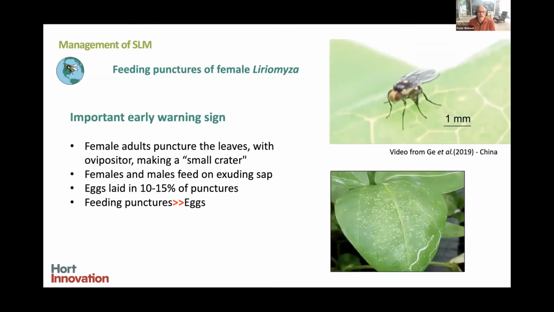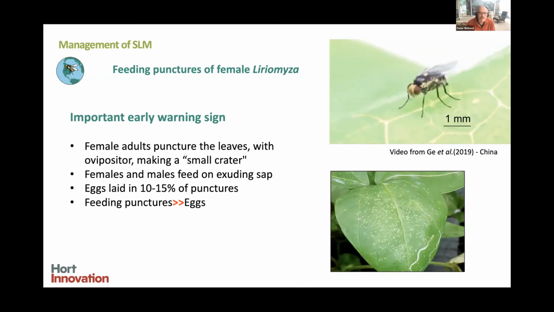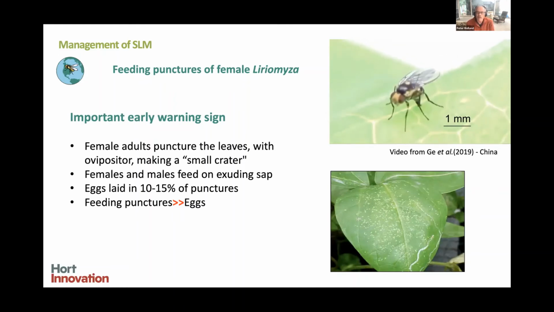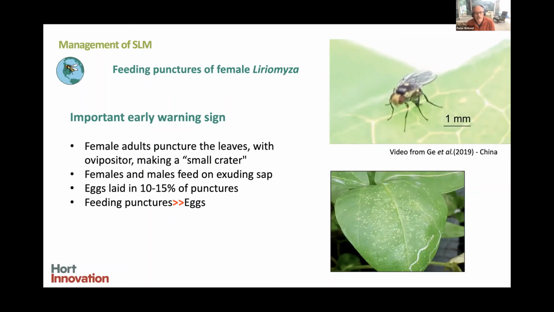I'm a firm believer in understanding these feeding punctures of the female Liriomyza. If you watch carefully on the top right-hand corner, you'll see a fly going through her business. They basically puncture the leaves with their ovipositor, and they make a very small crater. At this time of the year, you'll see stippling on leaves, and it won't necessarily be caused by leaf miners. Things like jassids will cause stippling on the epidermis, but when you look at it closely with a hand lens, you can see quite a difference: the jassid just makes a very small stipple right on the top of the epidermis. The female leaf miners are actually making a small crater.